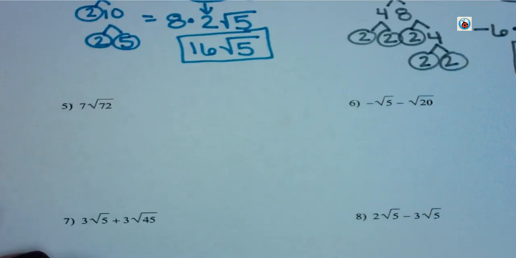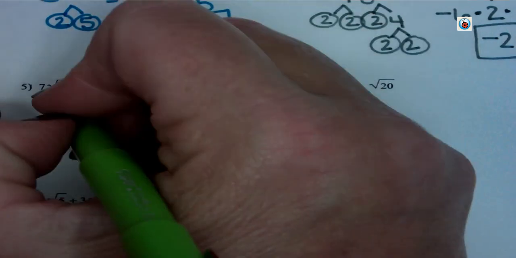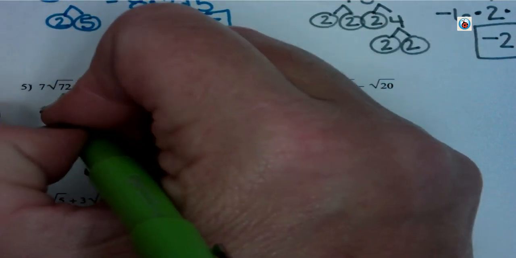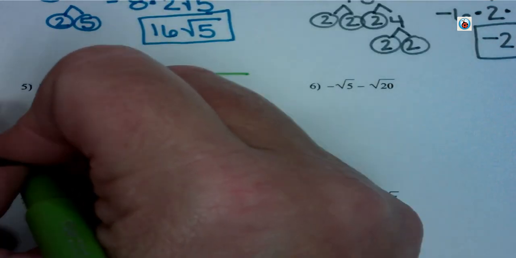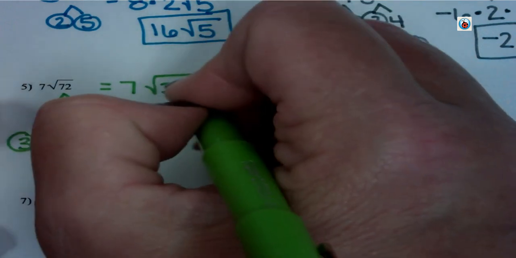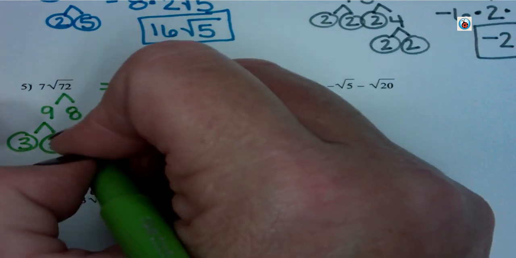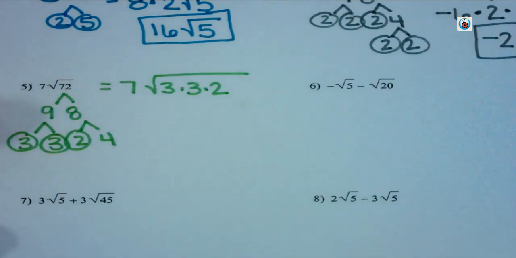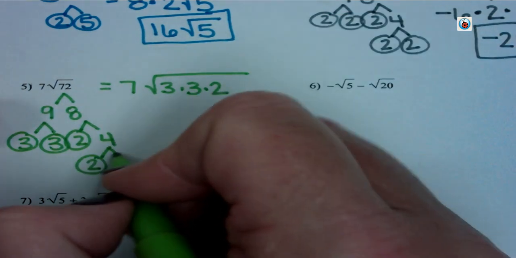Okay, number 5. Same idea. We're still just simplifying our radicals. So 72, I'm going to break down to 9 and 8. Got to break down my 9 to 3 and 3, which are both prime. So I'm going to circle them and put them under the radical. 8, I got to break down to 2 and 4. 2 is prime, so it goes under the radical. Got to break down my 4, which is 2 and 2.